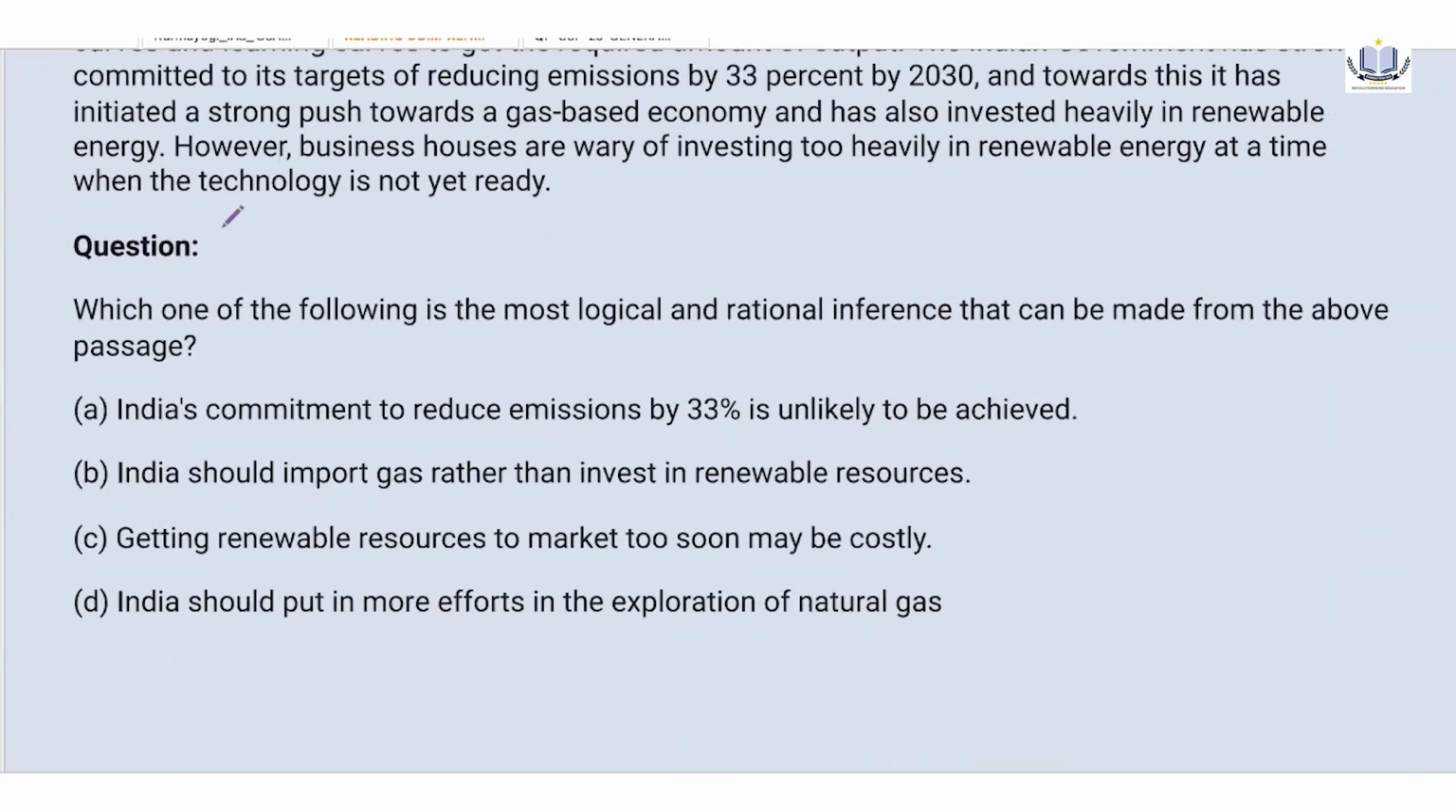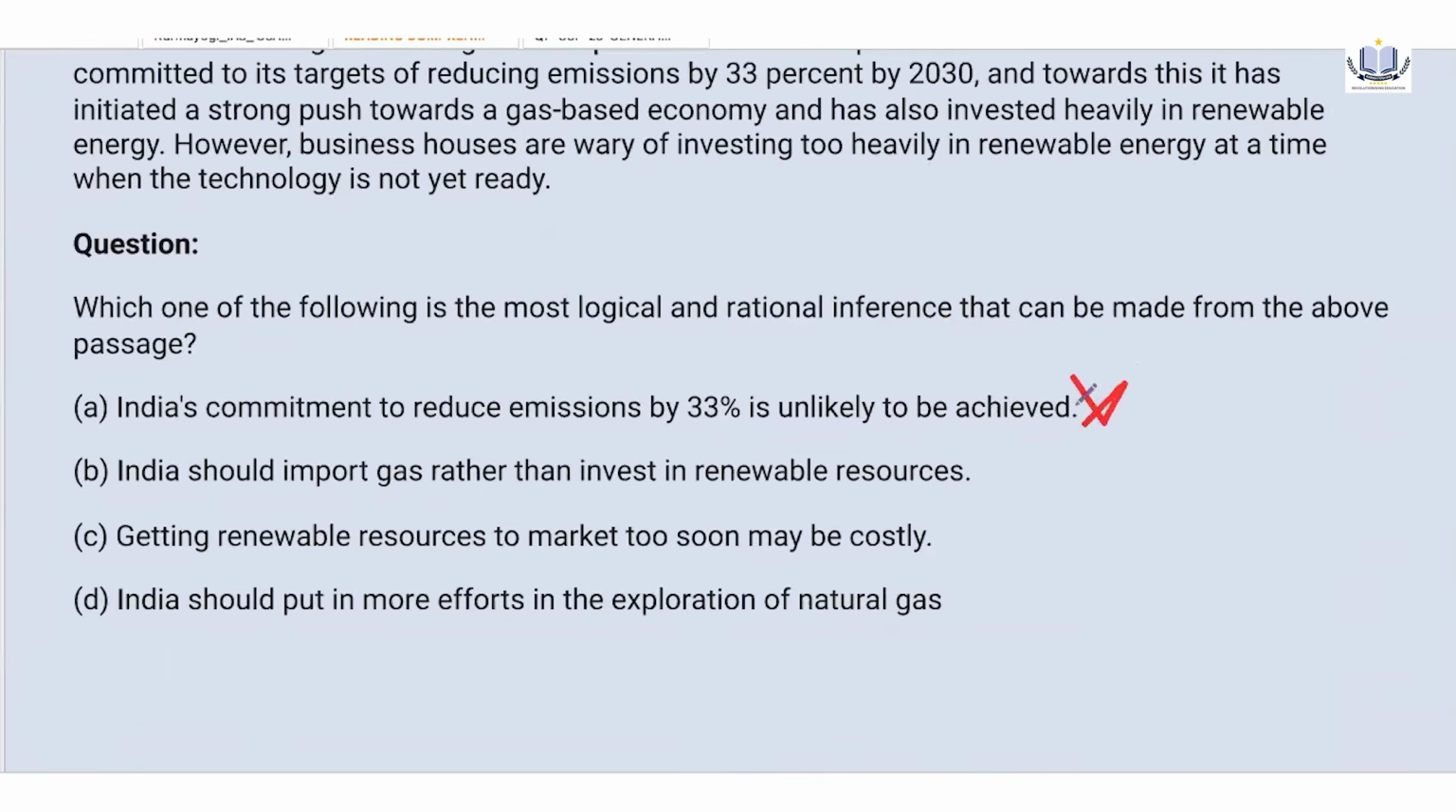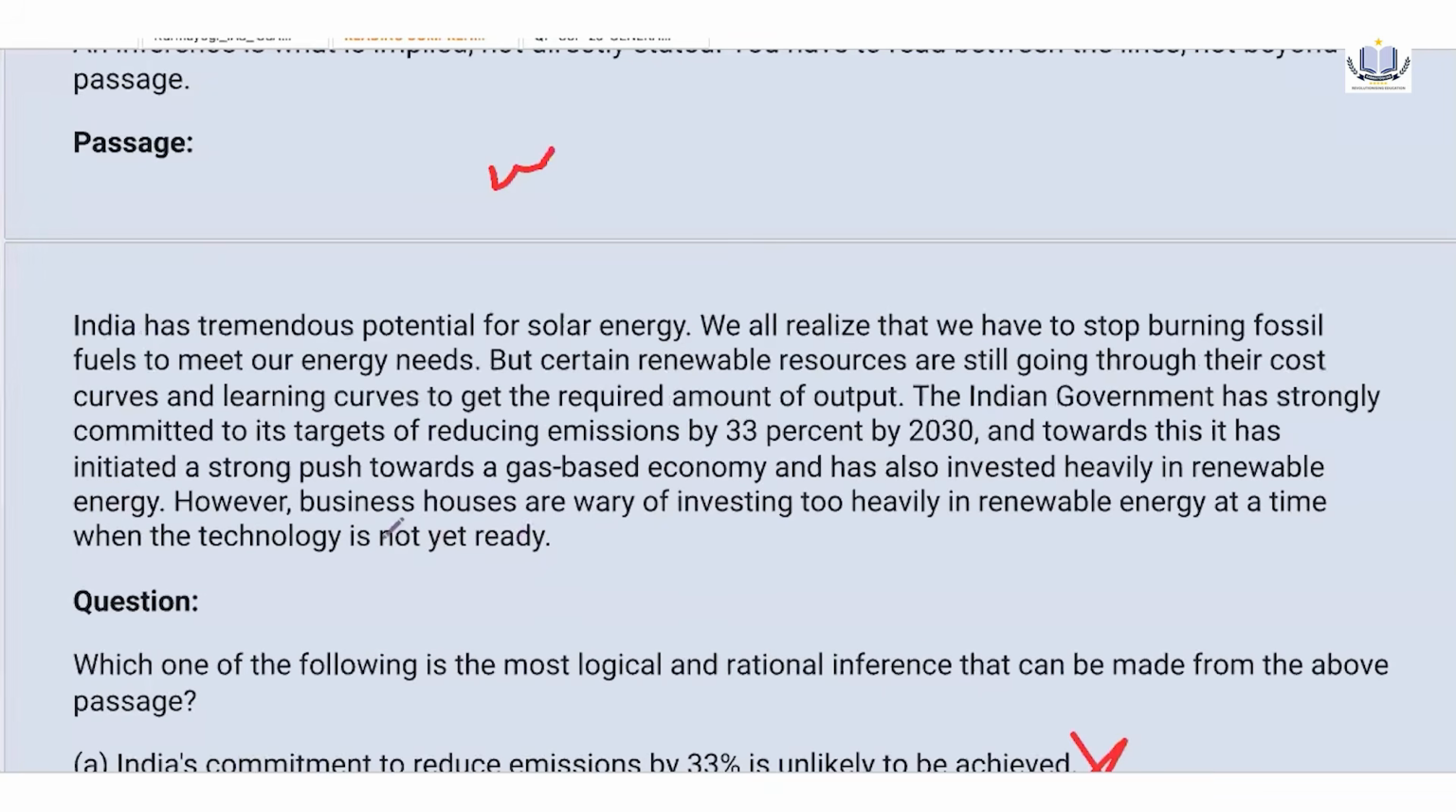Which one of the following is the most logical and rational inference that can be made from the above passage? Option A, India's commitment to reduce emissions by 33% is unlikely to be achieved. So it seems negative and the probability of it being correct is low. Option B, India should import gas rather than invest in renewable energy resources. Again, a very narrow statement. Option C, getting renewable resources to market too soon may be costly, can be correct. Option D, India should put in more efforts in the exploration of natural gas. Now, speed read the passage.